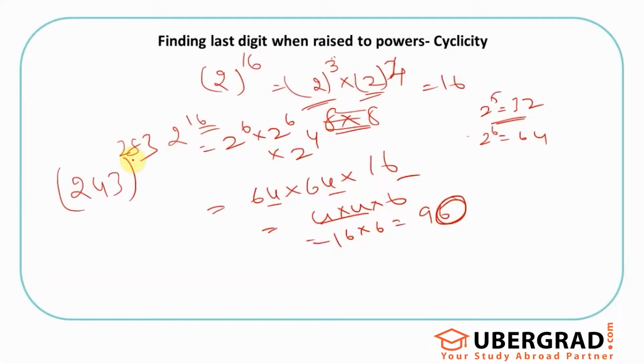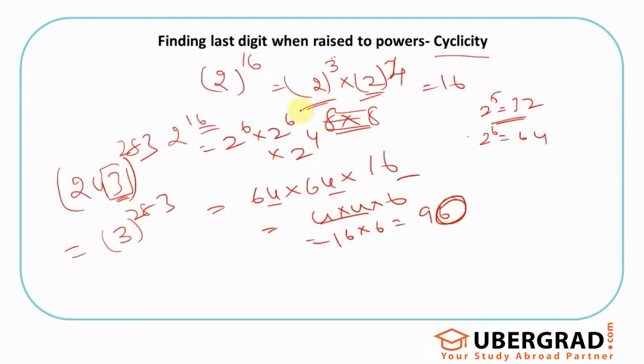This is going to take a really long time to calculate. One thing we can understand from the previous explanation is that 243 power 283 is basically the same as 3 power 283. That's because to find the last digit, I'm just focusing on the last digit, so 3 is multiplied 283 times. So to do problems related to powers, let's try to understand a concept called cyclicity.